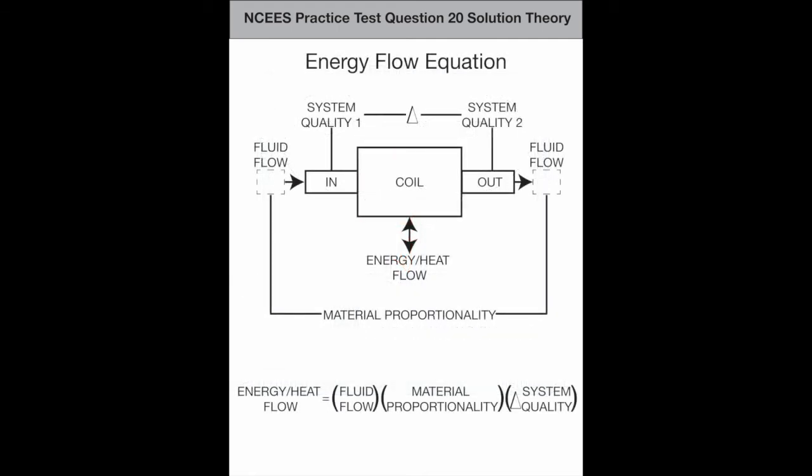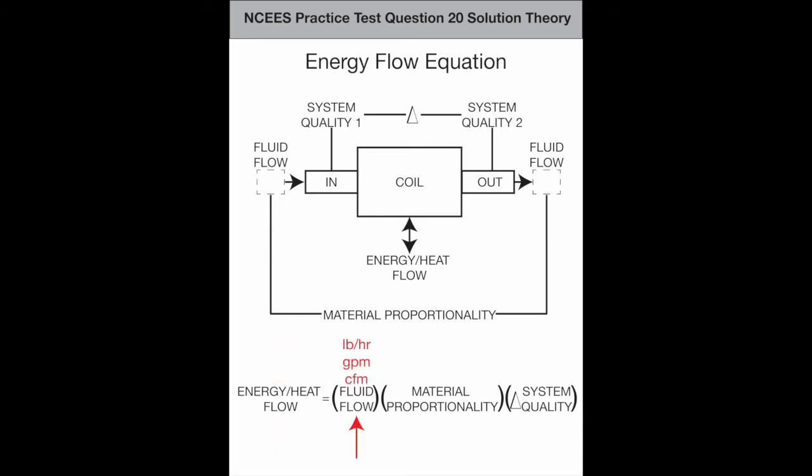The hugely important energy flow equation, also called the steady flow equation, will be the key to unlock the mathematical and analytical information that is actually critical in this problem. A general outline of the equation can be put this way. Heat or energy flow is equal to fluid flow times material proportionality times a change in system quality. Heat or energy flow will be something with units like BTU per hour, or HP, or kilowatts, and is often called things like load or demand.